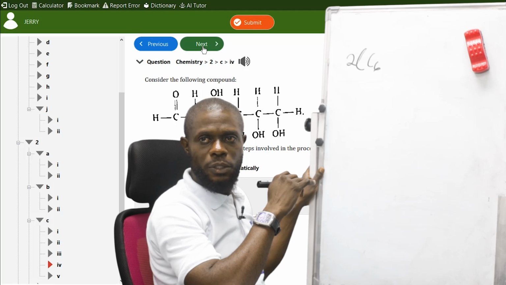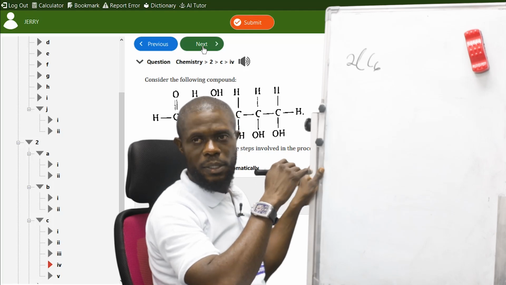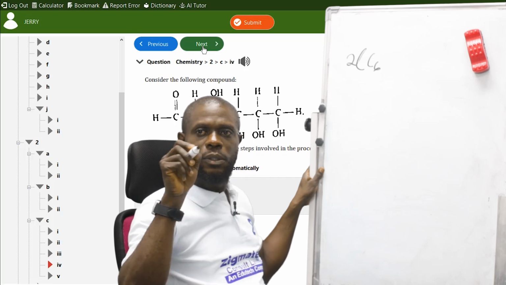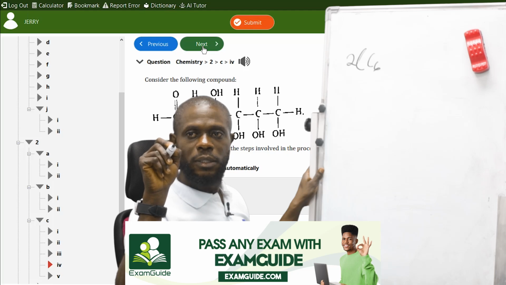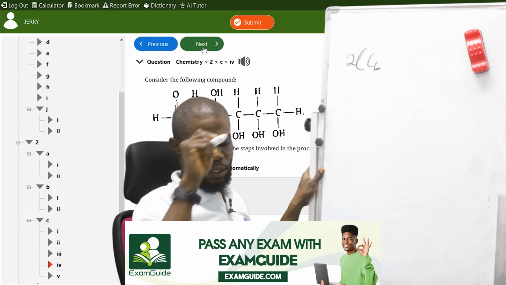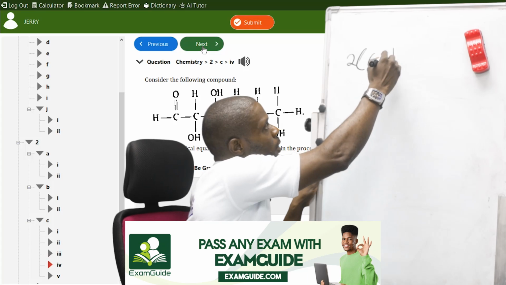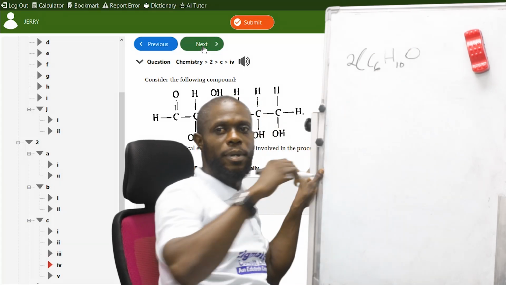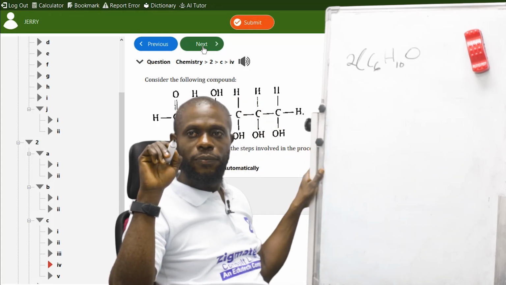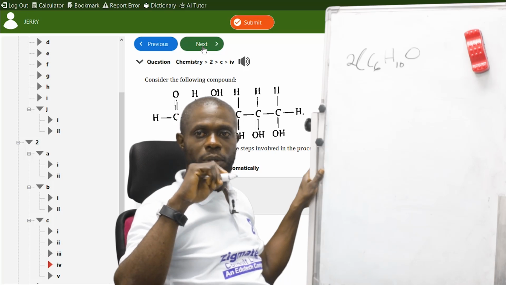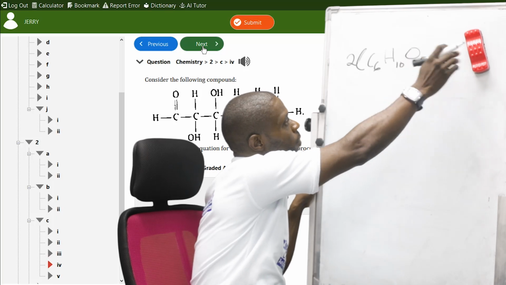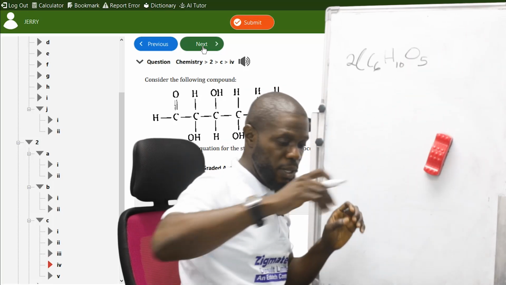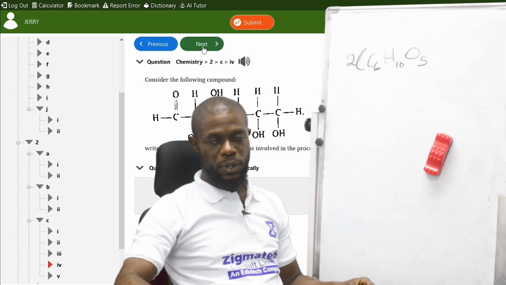You look at the structure first. The C is 6: 1, 2, 3, 4, 5, 6. Then the H is how many? 1, 2, 3, 4, 5, 6, 7, 8, 9, 10. The H is 10. And the O is how many? 1, 2, 3, 4, 5. The O is 5.